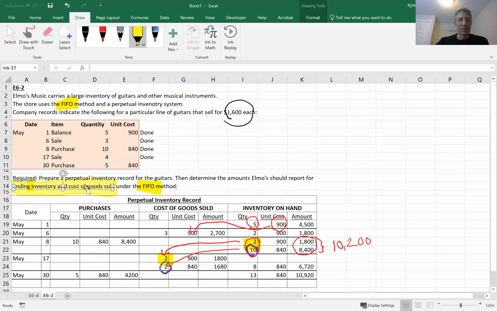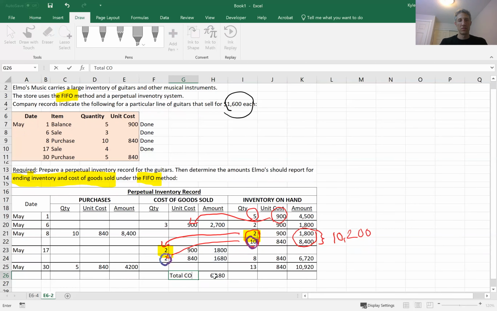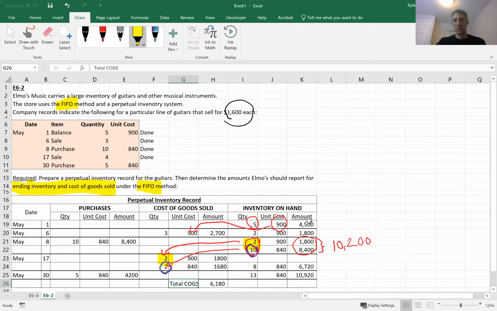Cost of goods sold is a little bit different. Remembering that's an income statement item, so that's an expense on the income statement. So what we have here are individual cost of goods sold. On May 17th, for example, the cost of goods sold was 1,800 plus 1,680. But we also have a cost of goods sold from the May 6th transaction. So our total cost of goods sold for the period is going to be all of these added together. And voila, we've done the problem.